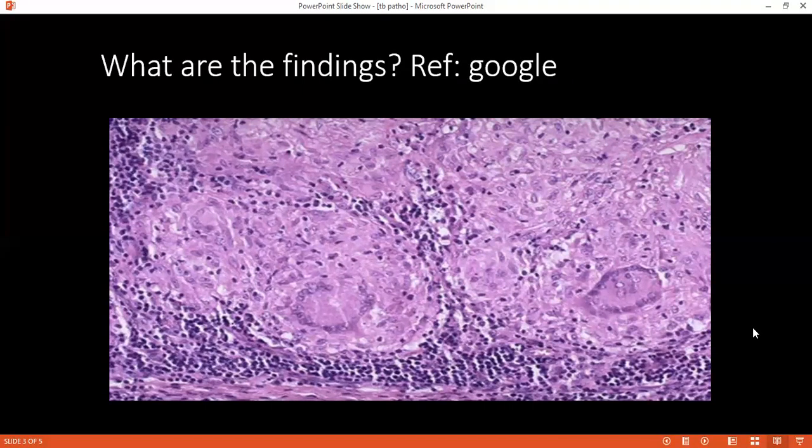What is the common stain which is used for tuberculosis? Two types of stains are used. Ziehl-Neelsen stain. Yes, Ziehl-Neelsen stain. Only one. Okay.